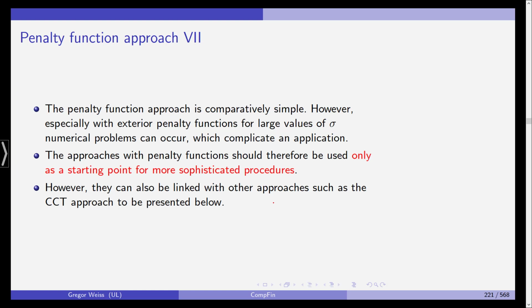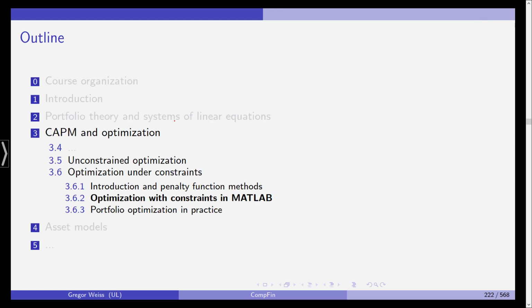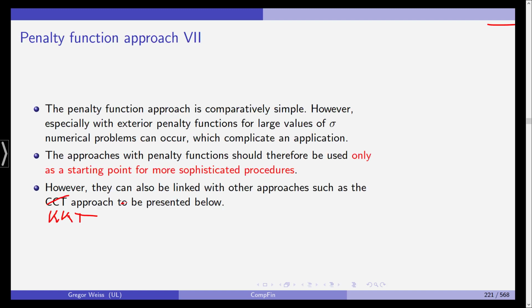However, especially with the exterior penalty functions, some numerical problems can occur, which complicate the application of these methods. And the approaches with penalty functions should therefore be only used as a starting point, and this is the KKT approach, the Karush-Kuhn-Tucker. We're not looking at this here. Actually, we had this in the lecture earlier, but this is gone now.